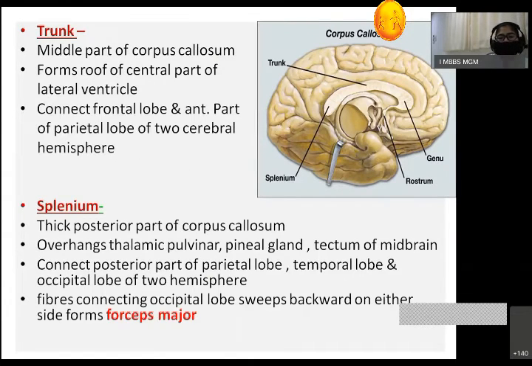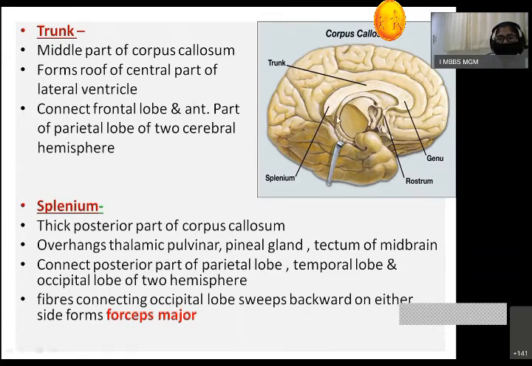Trunk is the middle portion of the corpus callosum. It forms the roof of the central part of the lateral ventricle. It connects the frontal lobe and anterior part of the parietal lobe of the 2 cerebral hemispheres.